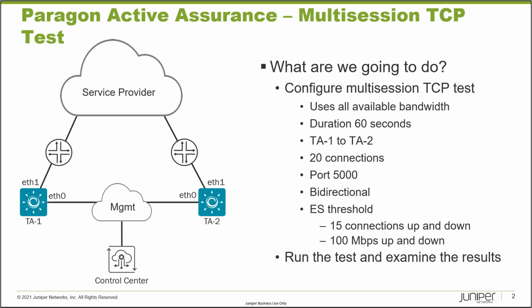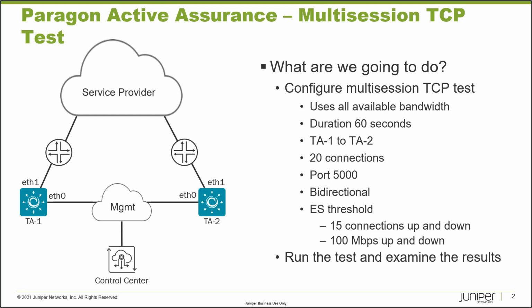And then the error seconds thresholds. We want to make sure that we at least have 15 connections in the up and down directions. If we drop below that, then we're going to have some error seconds. 100 megabits per second up and down as well. So 100 megabits per second at least from TA1 to TA2 and TA2 to TA1, or we're going to have some error seconds. And then we'll run the test and examine the results.